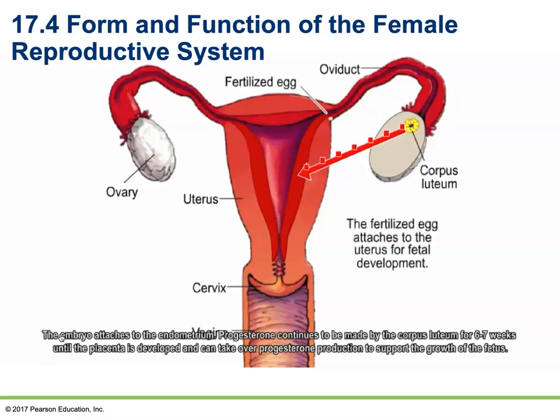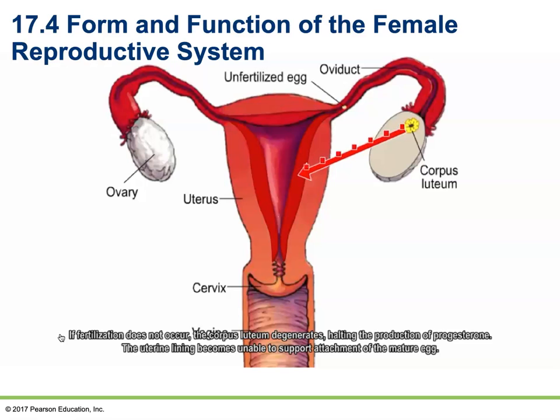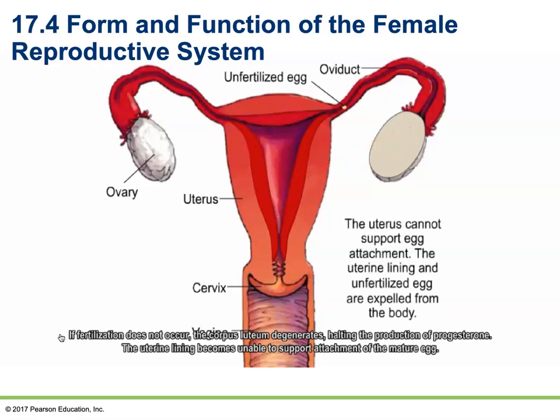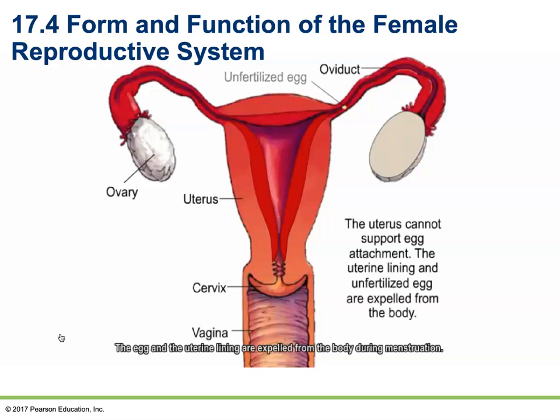The embryo attaches to the endometrium. Progesterone continues to be made by the corpus luteum for 6 to 7 weeks until the placenta is developed and can take over progesterone production to support the growth of the fetus. If fertilization does not occur, the corpus luteum degenerates, halting the production of progesterone. The uterine lining becomes unable to support attachment of the mature egg. The egg and the uterine lining are expelled from the body during menstruation.